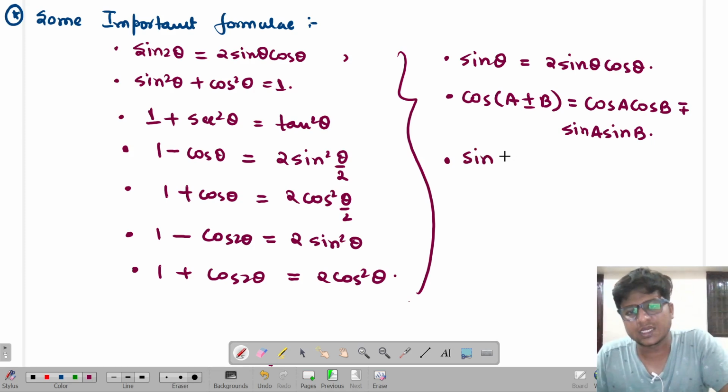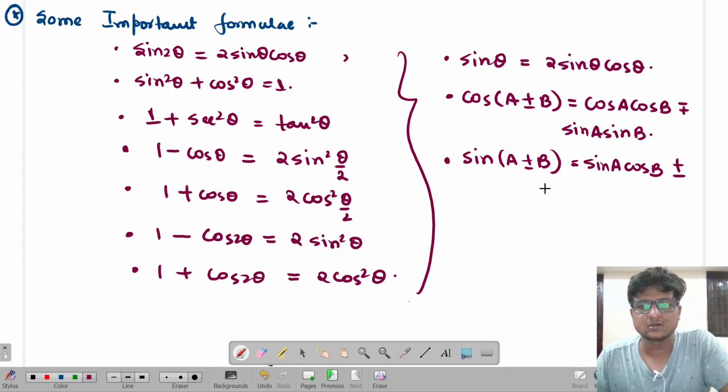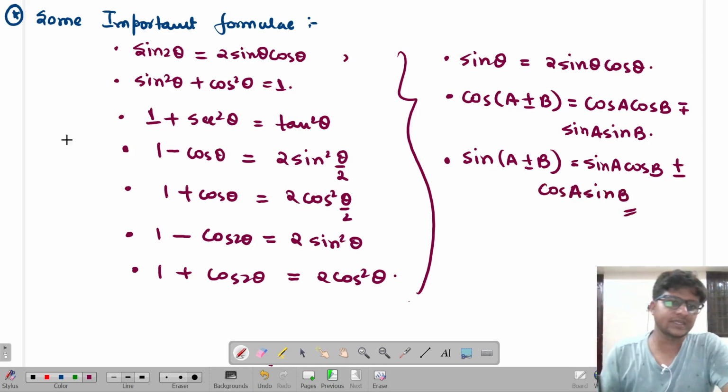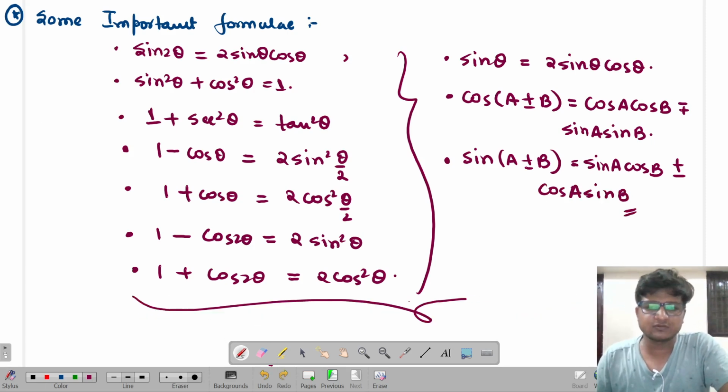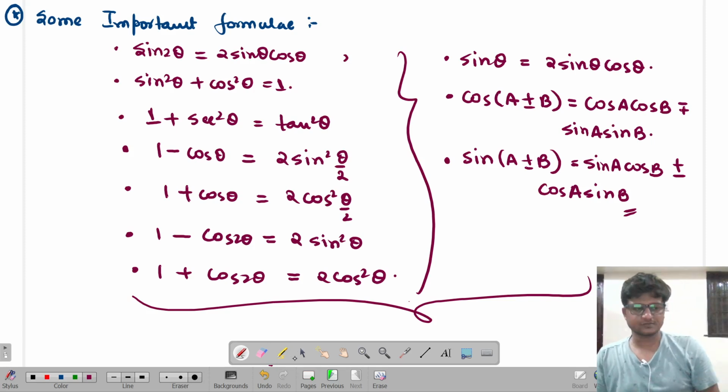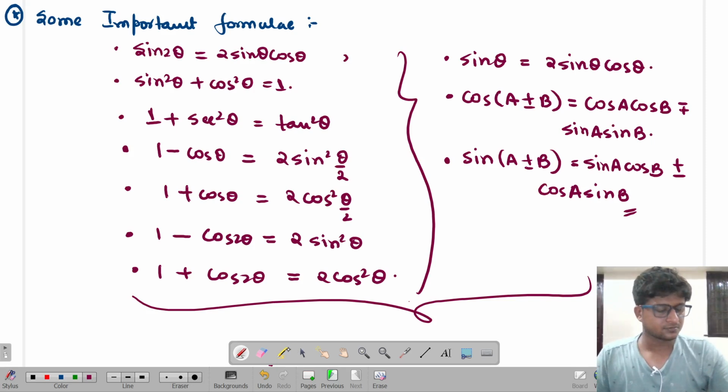Then sin (A plus or minus B) is the same sign: sin A cos B plus or minus cos A sin B. So these are the basic formulas which you should always keep in your mind, to solve any problem of physics. Are you able to get me or not? These are the basic requirements, you can say. Is that clear? So these are some of the ideas with which we'll have to always move ahead, to do any kind of problem.